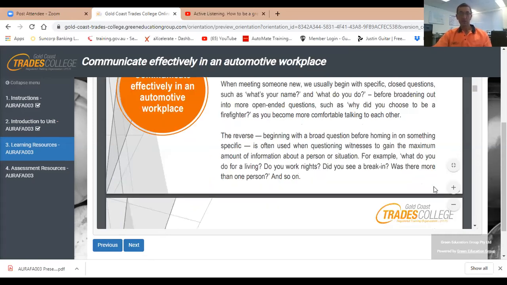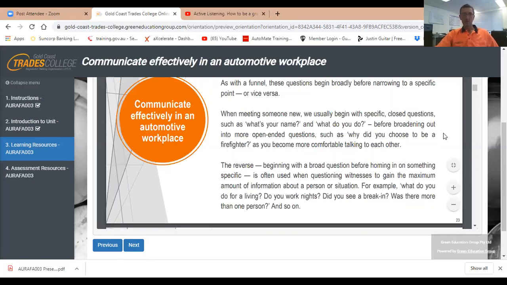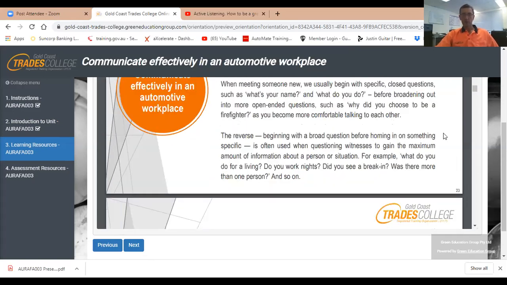The reverse would be beginning with a broad question before honing in on something specific. It's often used when questioning witnesses to gain the maximum amount of information about a person or a situation. For example, what do you do for a living? Do you work nights? Did you see a break-in? Was there more than one person? And so on and so on. So they often use those sorts of funnel questions in court, and lawyers often use those questions when questioning witnesses.